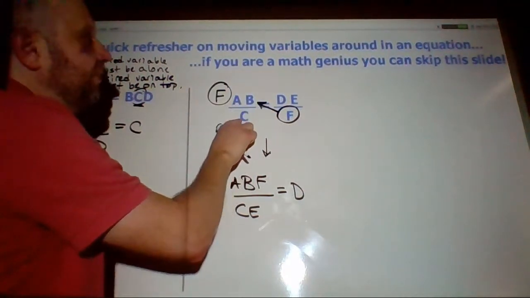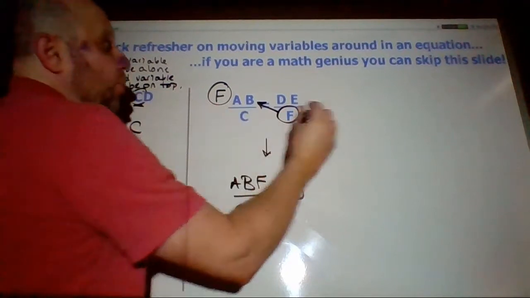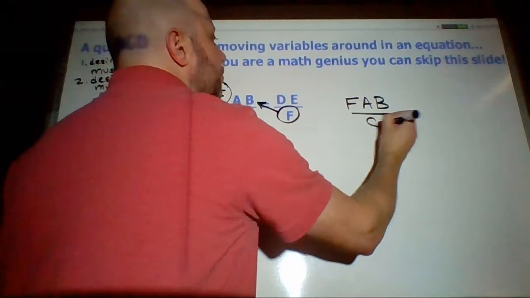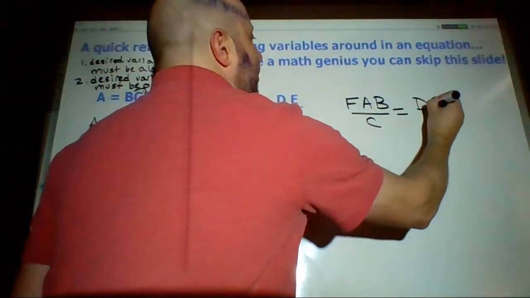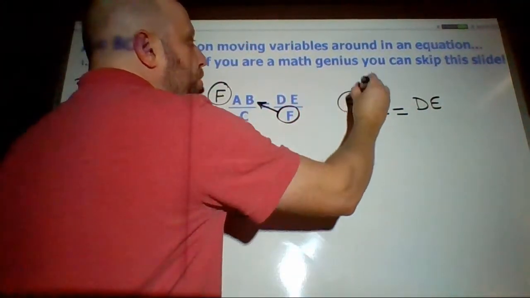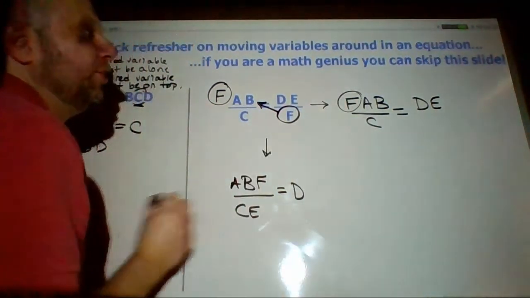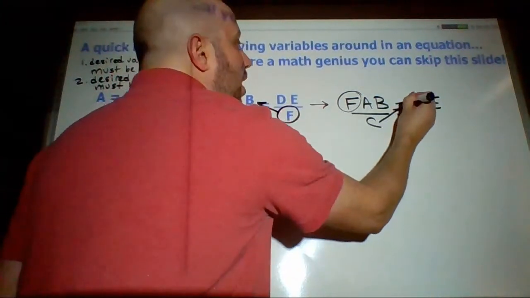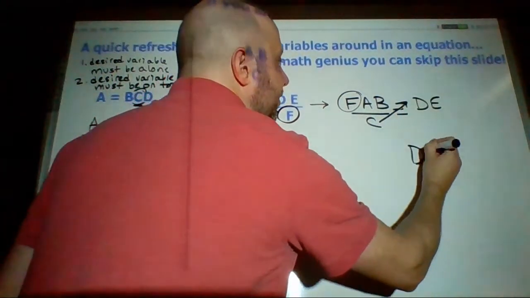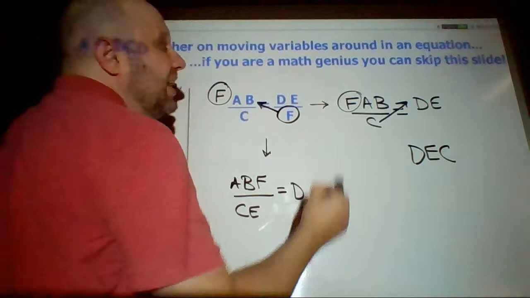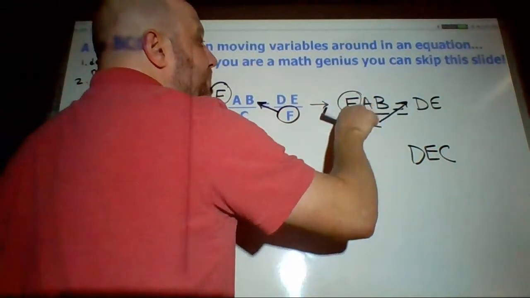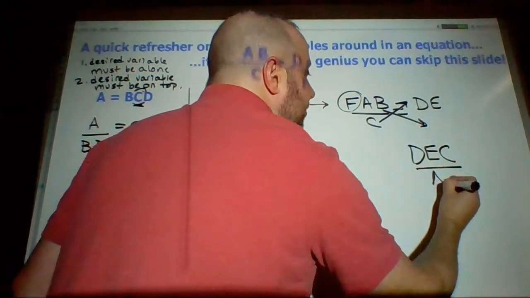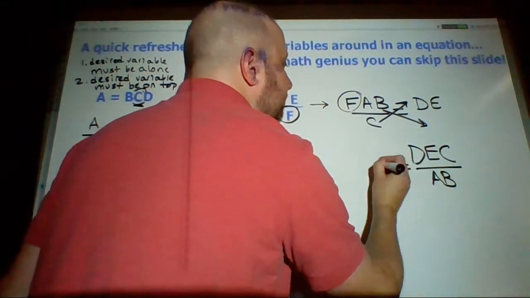Now you have A, B, and C that you have to move away from it. So at this point we have F, A, B over C equals D, E. I'm still trying to solve for F, so now I want to get all of these away. So C is going to go up, so we're going to get D, E, C. And A and B have to get away from F because we want F to be by itself. So they're going to go down here. A, B.